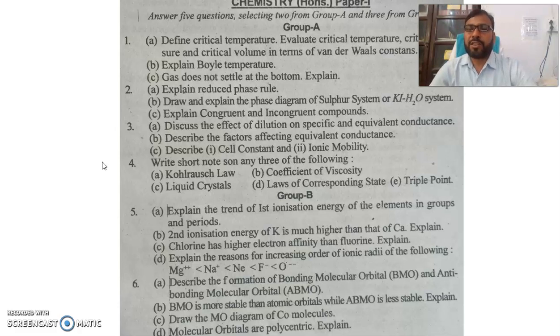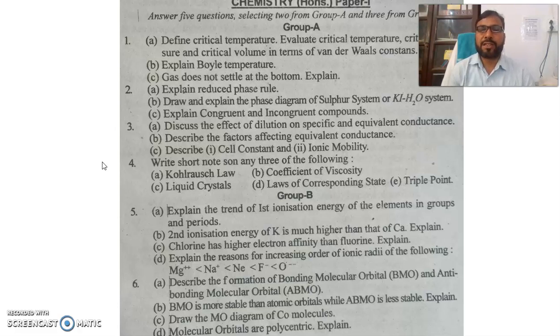Define critical temperature; evaluate critical temperature, critical pressure and critical volume in terms of van der Waals constants. Explain Boyle's temperature, and why gas does not settle at the bottom. This is a very important question. Now the second question, explain reduced phase rule. Draw and explain the phase diagram of sulfur system or potassium iodide water system. Explain congruent and incongruent compounds.